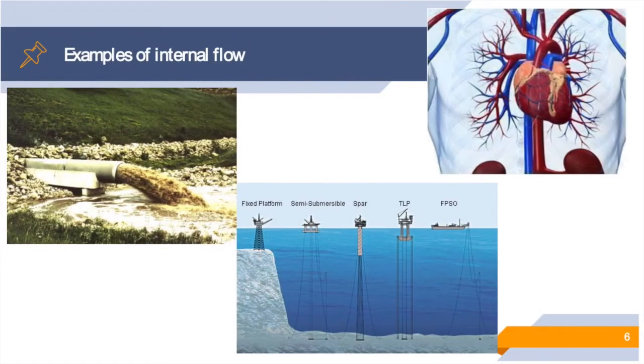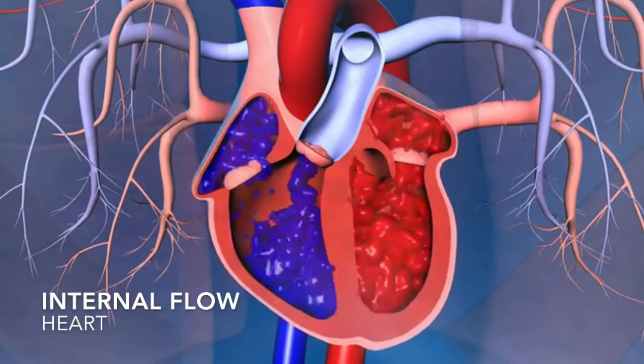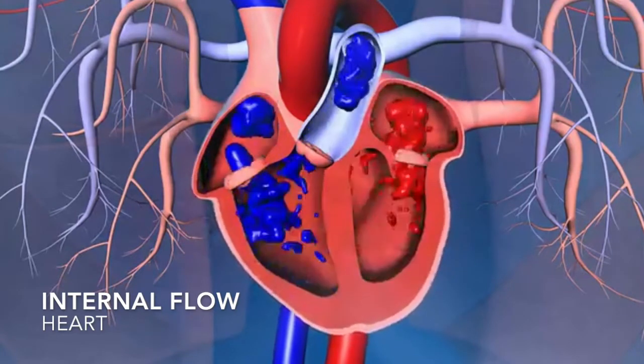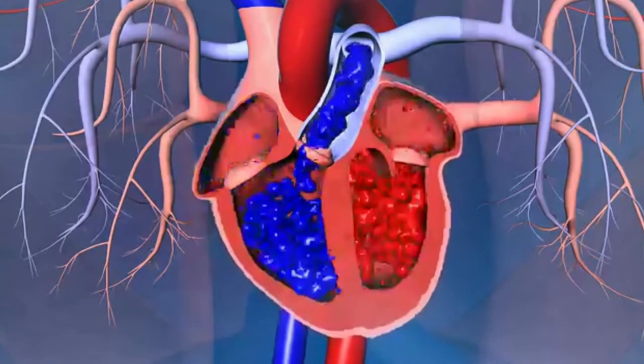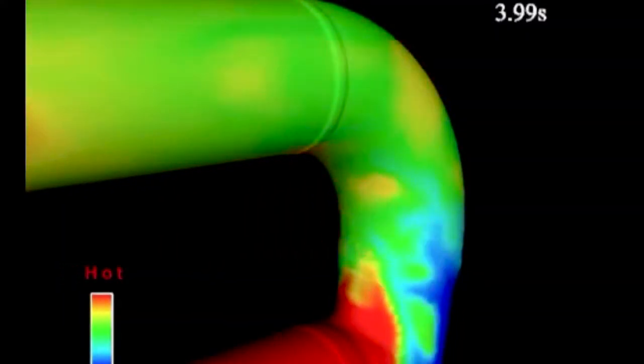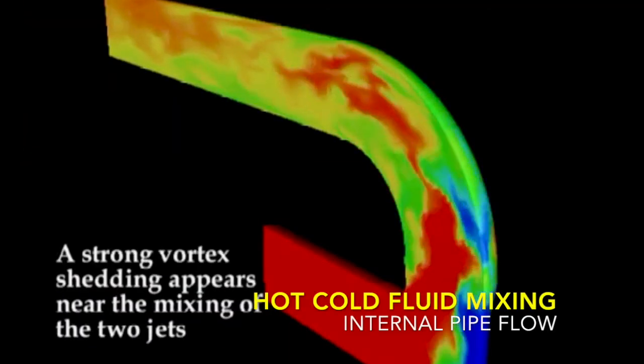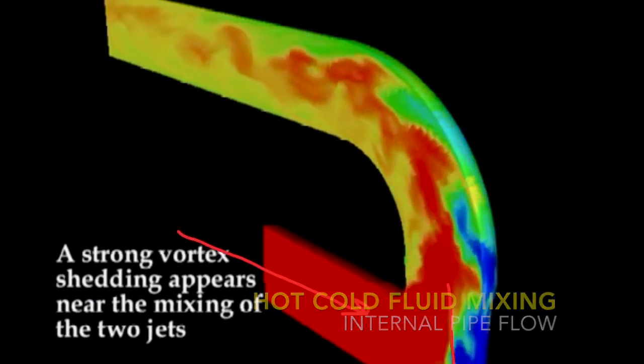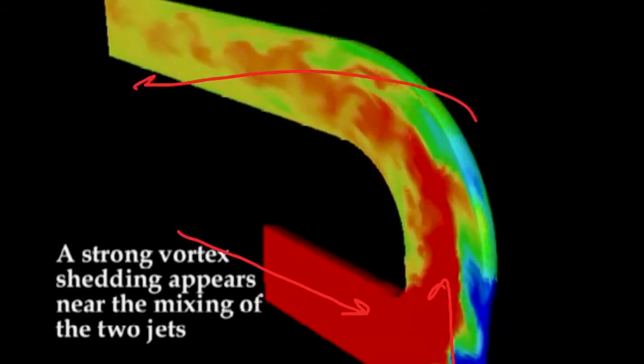Here are examples of internal flow. Here is an example of flow in a heart, where the fluid is flowing inside the heart. One is oxygenated blood and one is deoxygenated blood. Here is an example of fluid flow in a pipe, where you can see hot and cold water mixing to get water at a different, intermediate temperature.